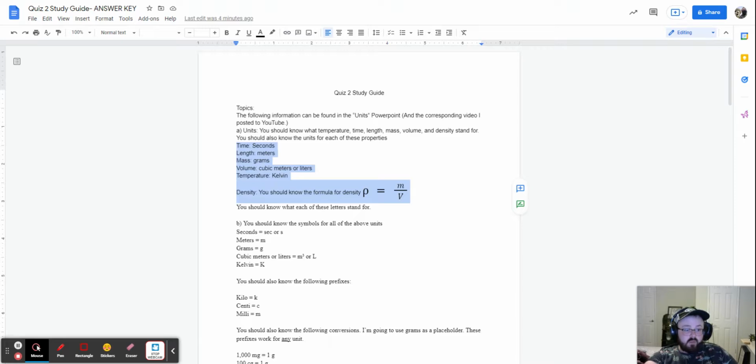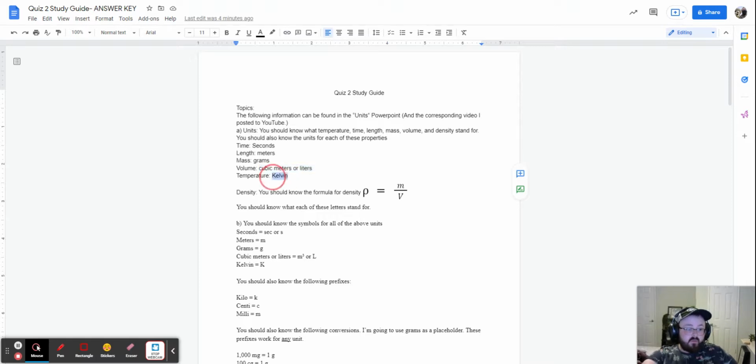These are the base units: seconds, meters, grams. And as we're going to see, we can manipulate these with the different prefixes: kilometers, centimeters, millimeters. Volume, we have two different ones. You should know the difference. How do we get to each one of them? Volume is a derived unit. We get it from length. We take length times width times height.